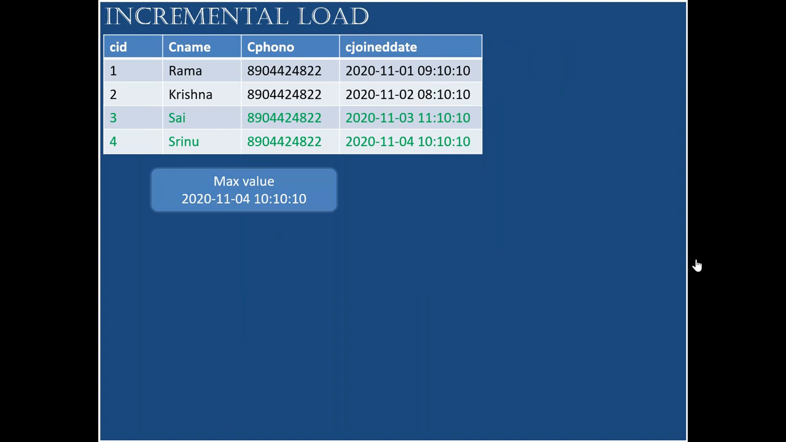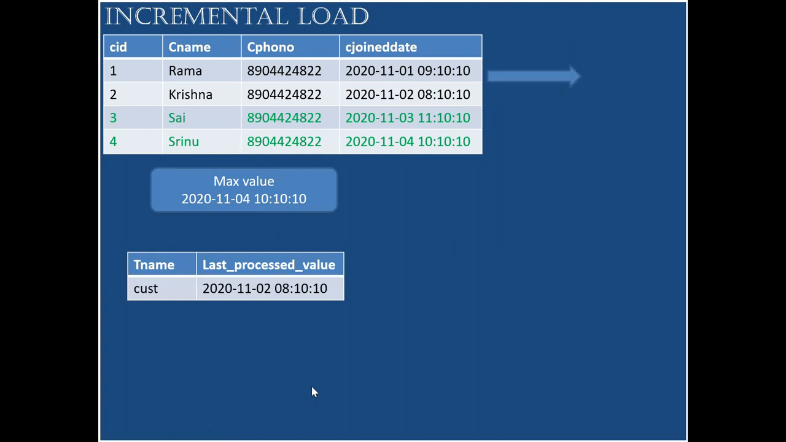Correct. Next, Guru Prasad, tell me what is the last processed value? No, 11-02. 11-02 is the last processed value. Sheikh, can you tell me what is the last processed value? 11-02. Correct, that is the last processed value.